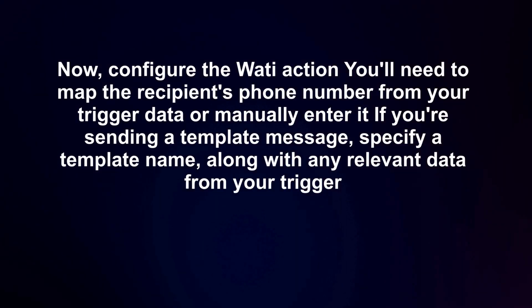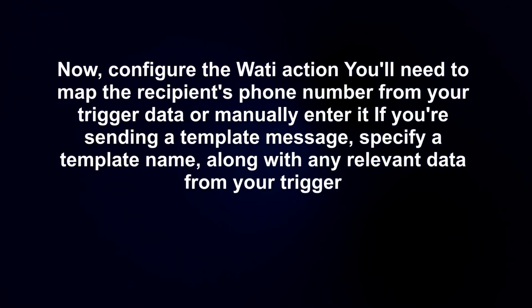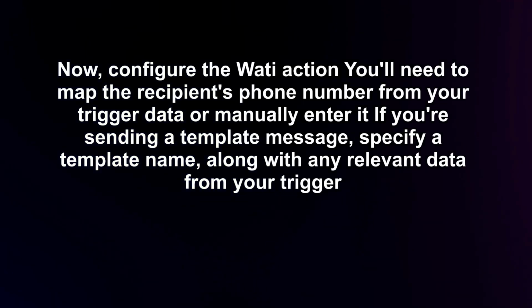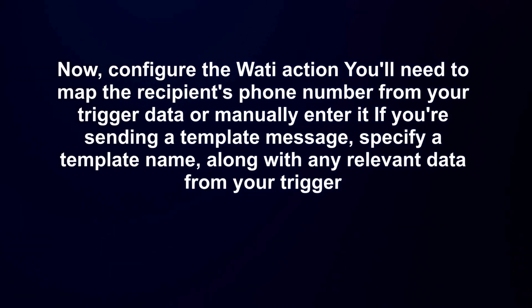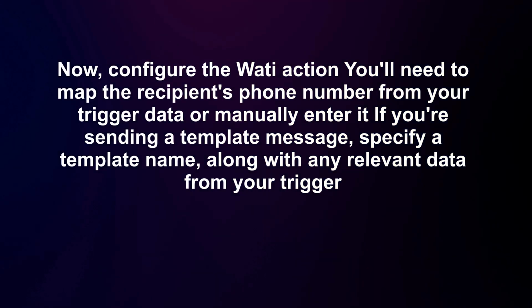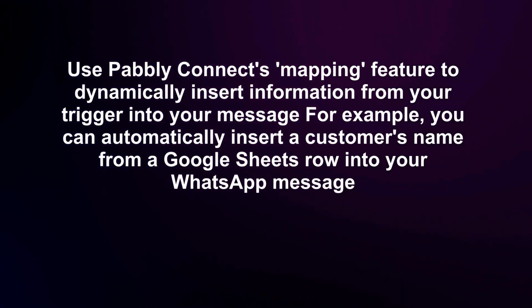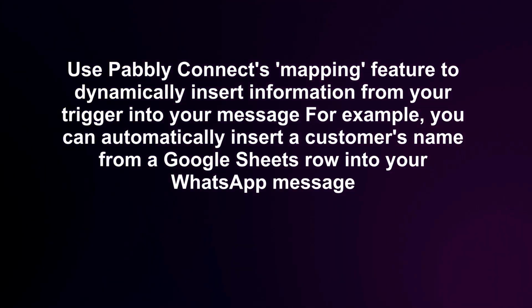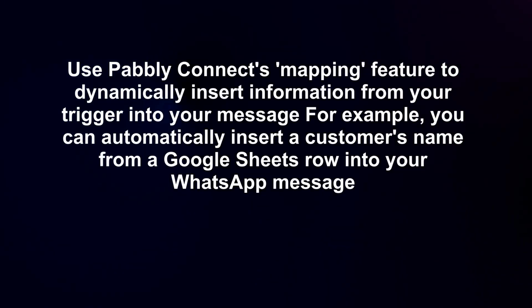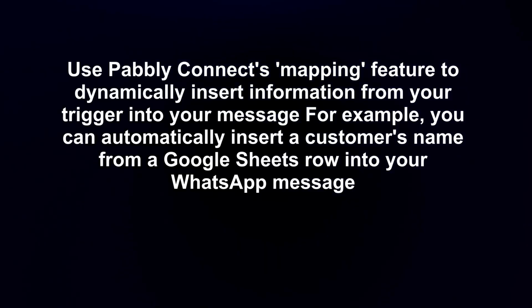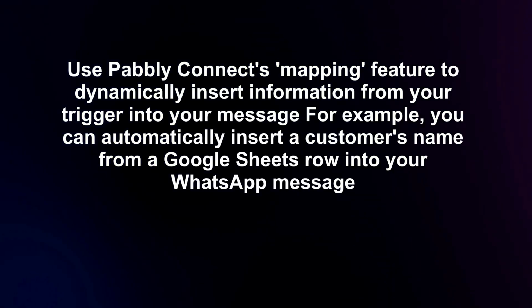Now, configure the Wati action. You'll need to map the recipient's phone number from your trigger data or manually enter it. If you're sending a template message, specify a template name, along with any relevant data from your trigger. Use Pabbly Connect's mapping feature to dynamically insert information from your trigger into your message. For example, you can automatically insert a customer's name from a Google Sheets row into your WhatsApp message.